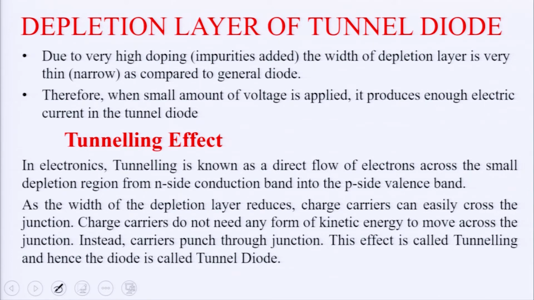Tunneling effect. In electronics, tunneling is known as the direct flow of electrons across the small depletion region from the N side conduction band into the P side valence band. A tunneling effect is the direct conduction of electrons through a small depletion layer. Why small depletion layer? Because the tunnel diode is a very highly doped diode. That is why the depletion layer is very narrow, and the flow of electrons is easily possible from the N side to the P side at low forward voltage, and this phenomenon is called the tunneling effect.